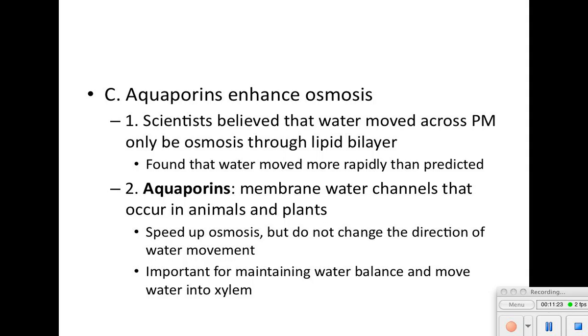So they started to study the surface, and they actually realized that there are specific channels just for water, and they are called aquaporins. Aquaporins are found in animals and plants. What aquaporins do is they just speed up osmosis. They don't change the direction. They follow the gradient. It moves from high concentrations to low concentrations, and they're also extremely important for water balance and moving water into the xylem.